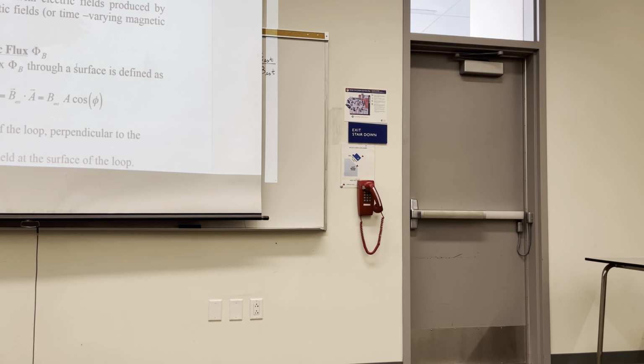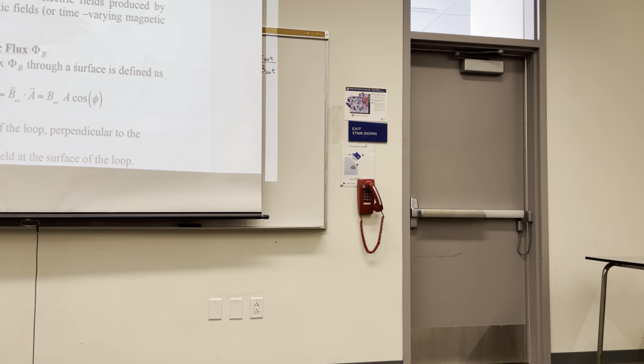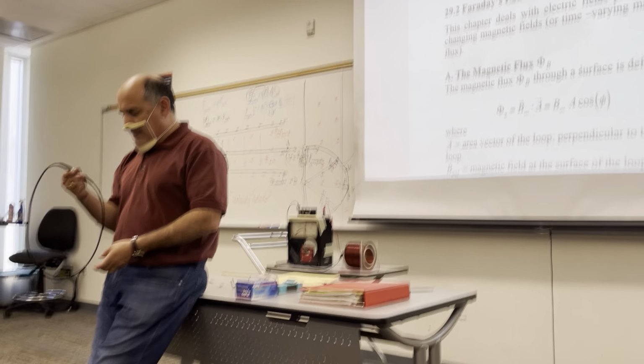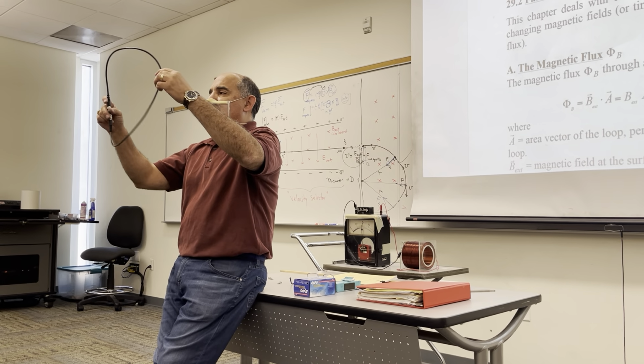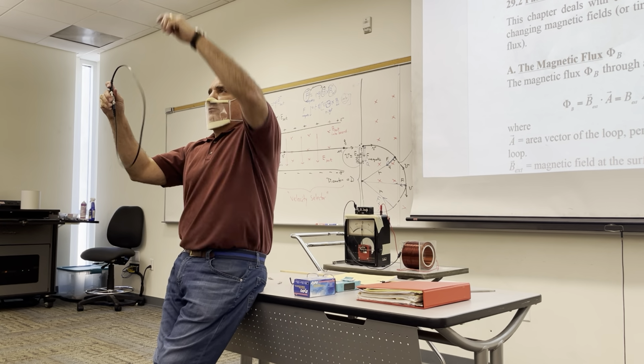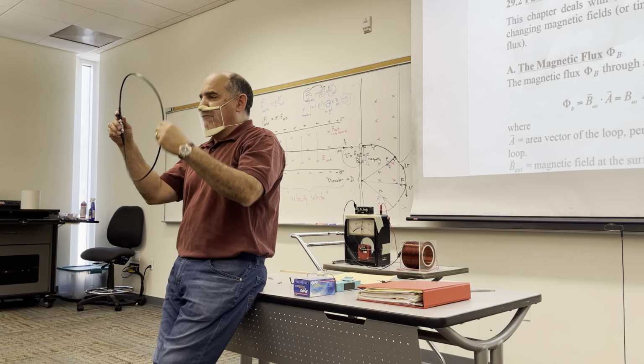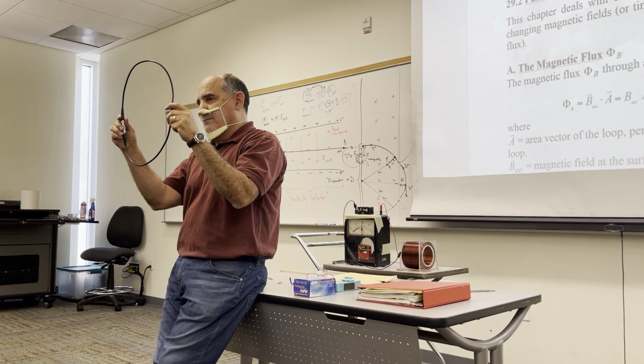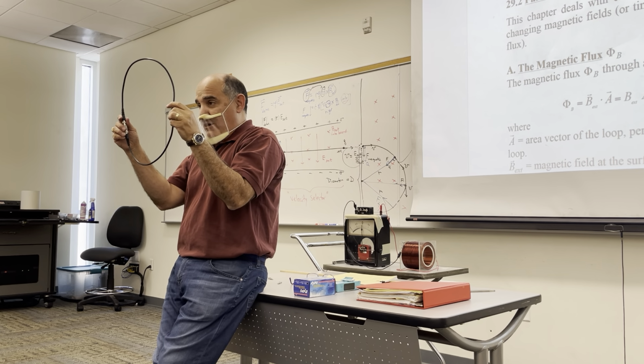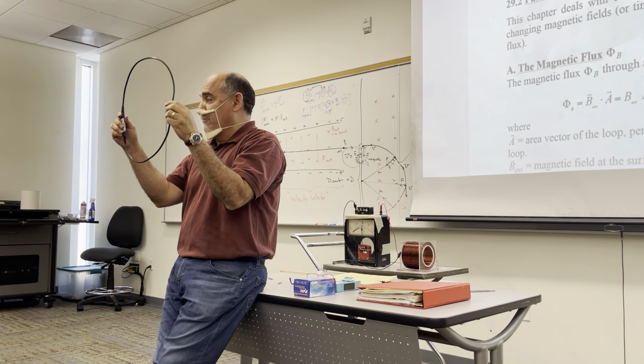Or what if it's raining outside, and I hold this loop, and suppose it's raining and it's not windy. The rain is just coming straight down. And I hold the loop like this. And the raindrops are coming in. What will be the flux of rain through this loop? Nothing. No raindrop is going through the loop.